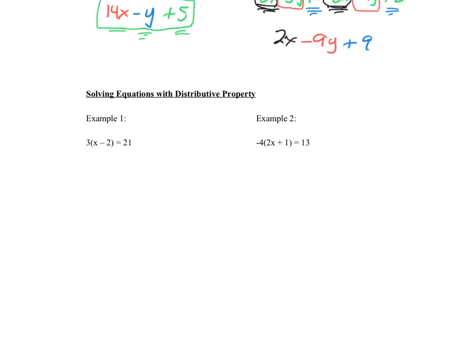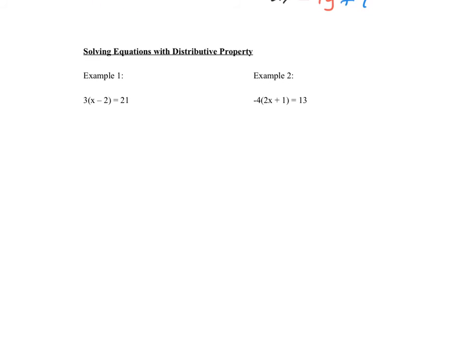Now, the third thing we're going to discuss today surrounding distribution is solving equations. And this is pretty straightforward. First, we're going to distribute. So I'm going to distribute that 3 to both terms. So it'll be 3x, and then 3 times negative 2 is negative 6. And now I have a two-step equation that I can solve.